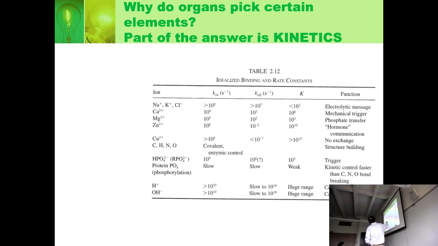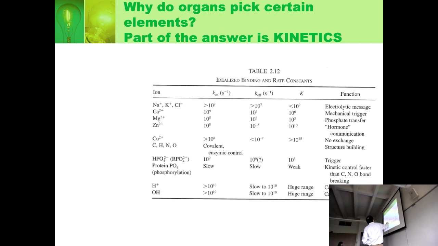On the other hand, calcium binds quickly, but it doesn't let go. It's got 2 charges instead of 1. It ends up with a much higher binding constant. And so it's not good for sending fast messages, but it's good for a fast-acting trigger that then stays on, stays bound, and doesn't let go immediately. Magnesium is a little bit slower, so it's actually good for even slower catalytic things like phosphate transfer.